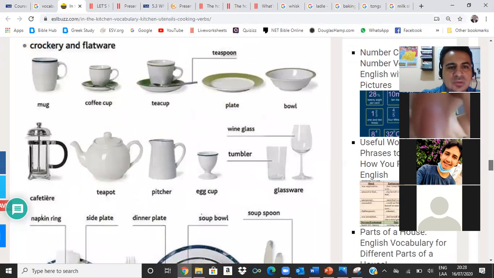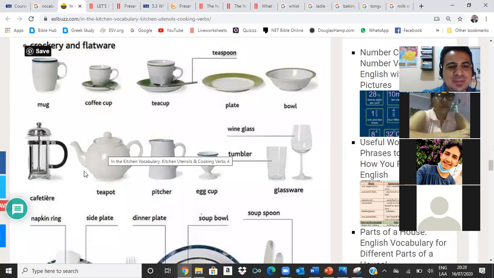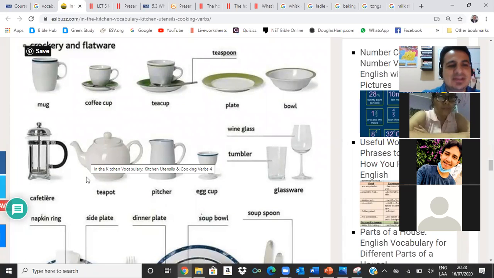All right, very good. So, look, teapot. Para poner el té. Teapot. ¿Cómo se dice donde yo puedo poner el café? You can say a mug. Coffee cup. Como en un restaurante, coffee cup. Teacup. Plate. Bowl. So this is very important, right? Plate and bowl.